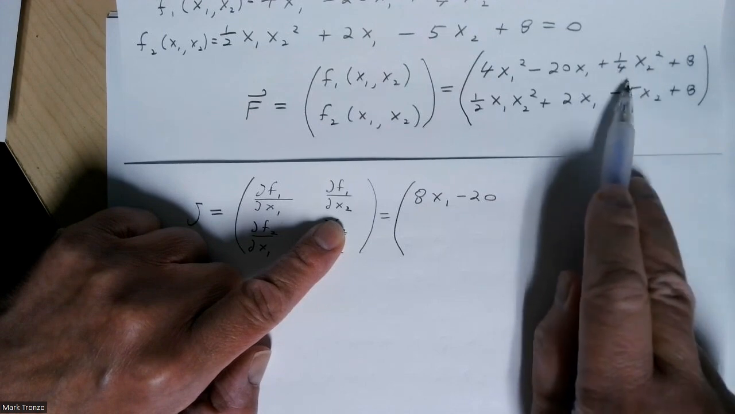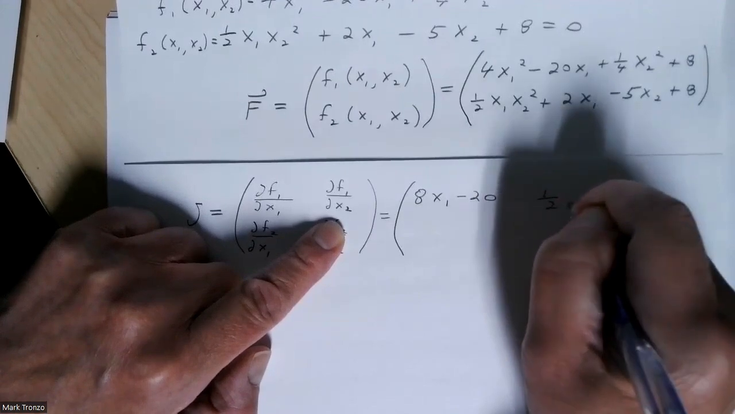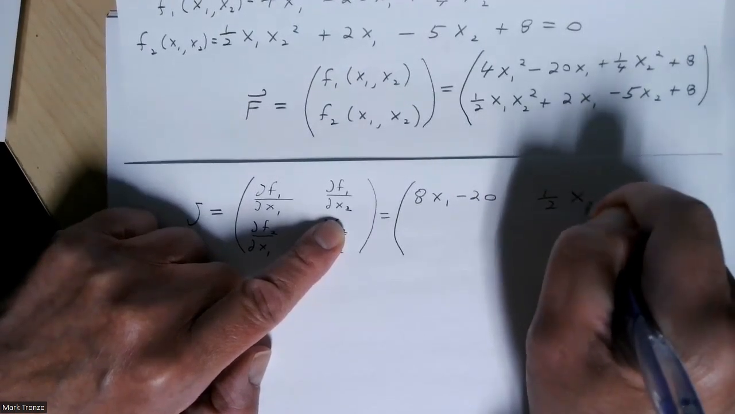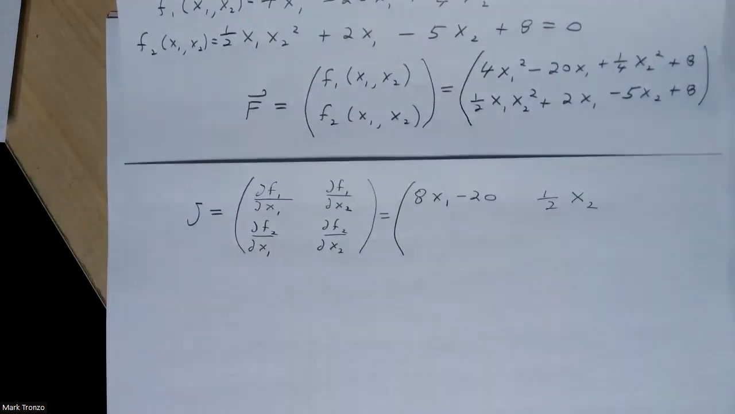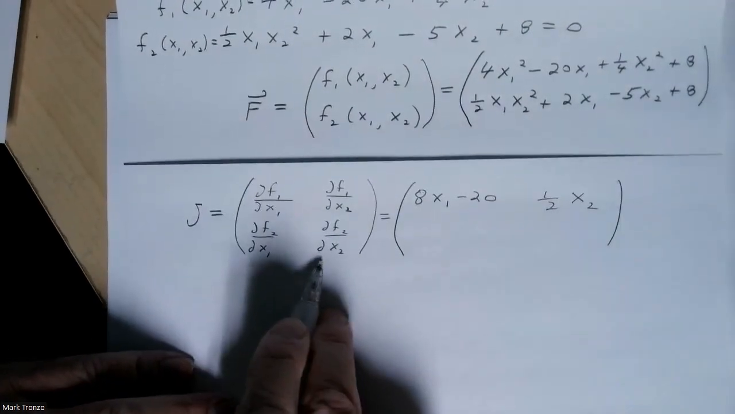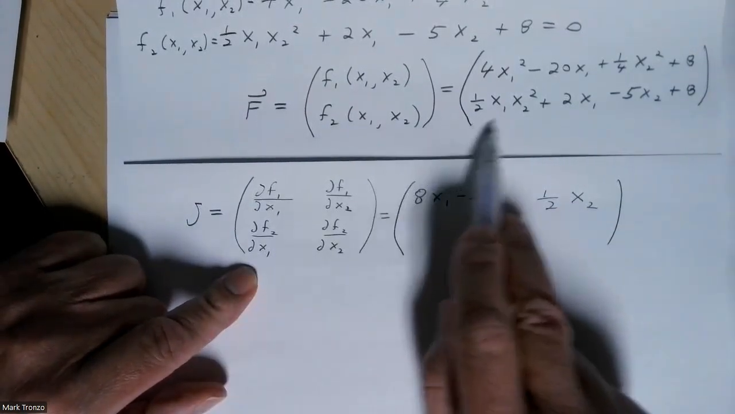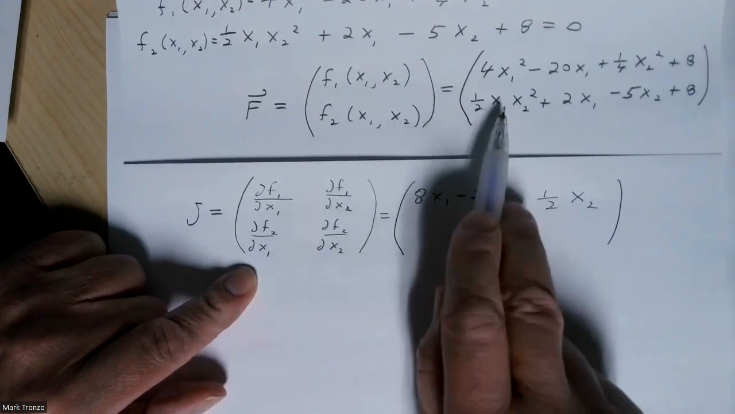0, 0, 1/2 x2, like that. Now go to the second row. That's focusing on the second function. The derivative of this function with respect to x1.